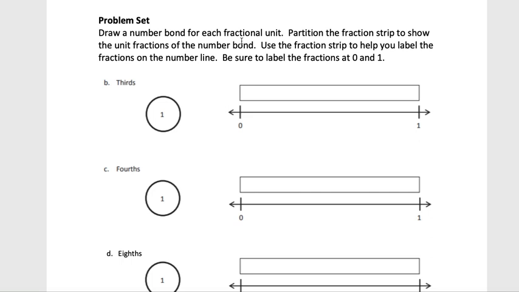Use the fraction strip to help you label the fractions on the number line, and then be sure to label the fractions at 0 and 1. So for thirds in our number bond, you need to have 1/3, 1/3, 1/3. There should be 3 little spider legs that come out with each of them saying 1/3.